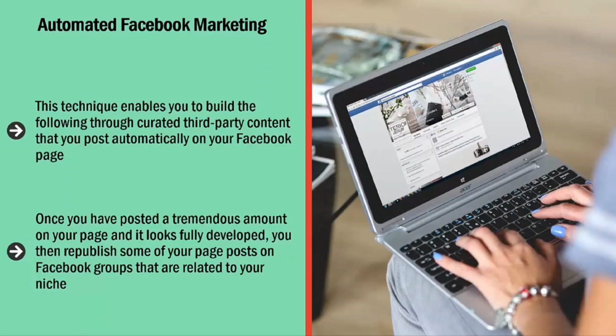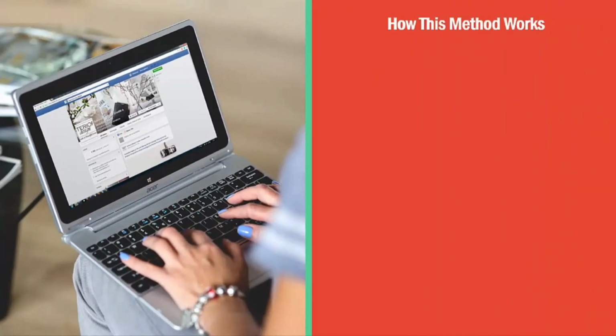When people see your page's content in their groups and they like what they see, they might like your page and start getting your updates. How this method works. You start out with curated, niche-related material. These are top performers in terms of engagement. This is very important. Not only should the content produced by competitors or whoever else be directly related to your niche, it must also have high levels of engagement.